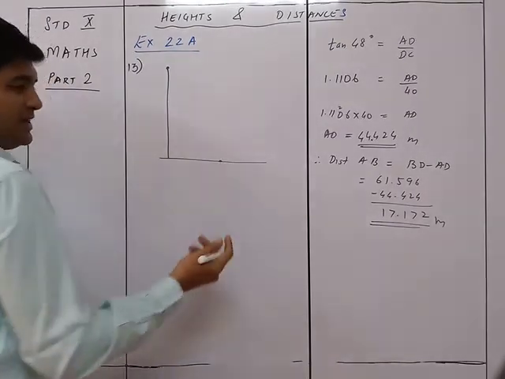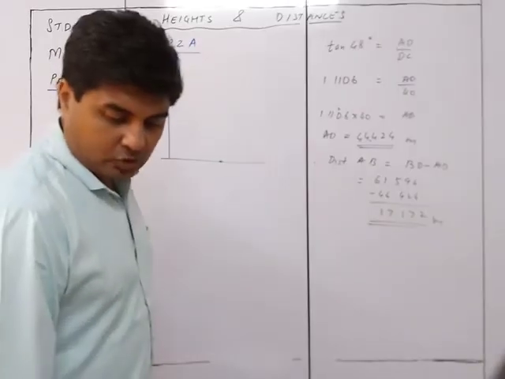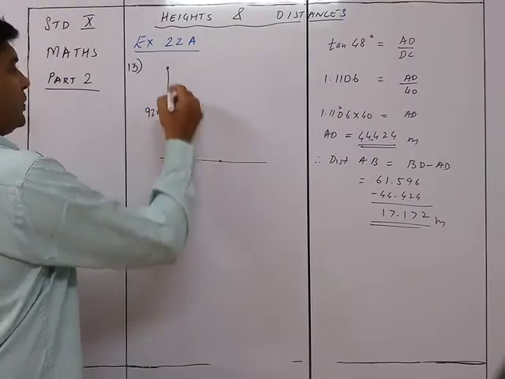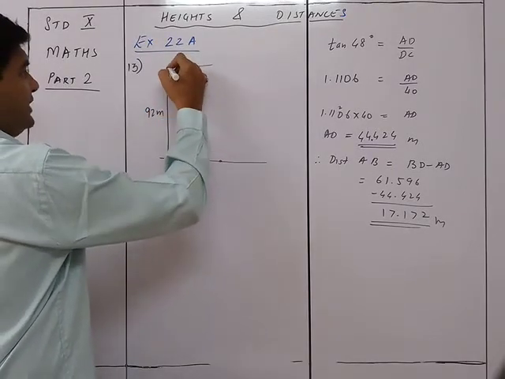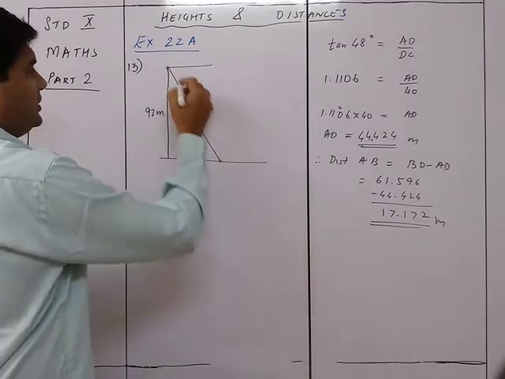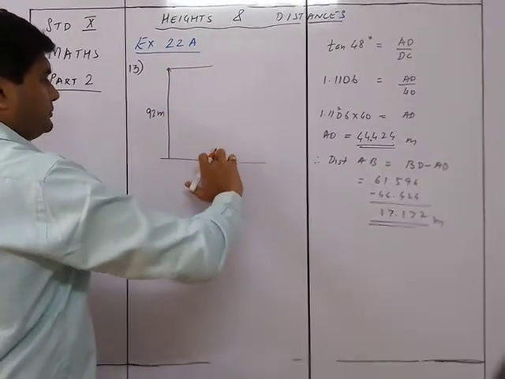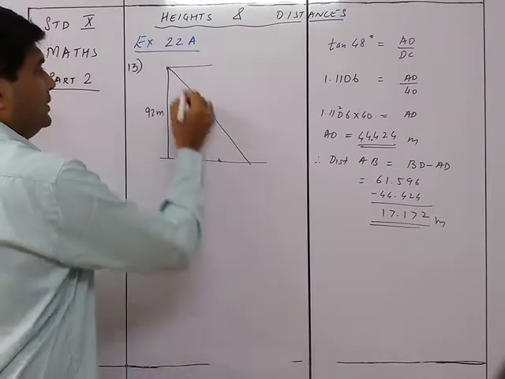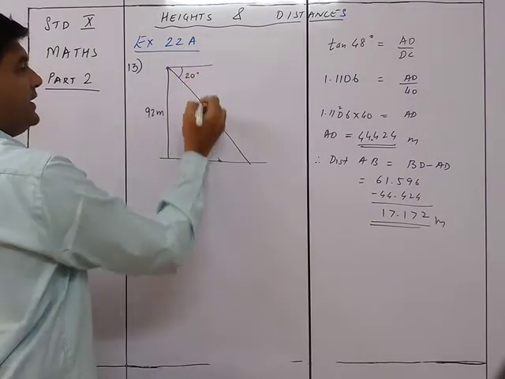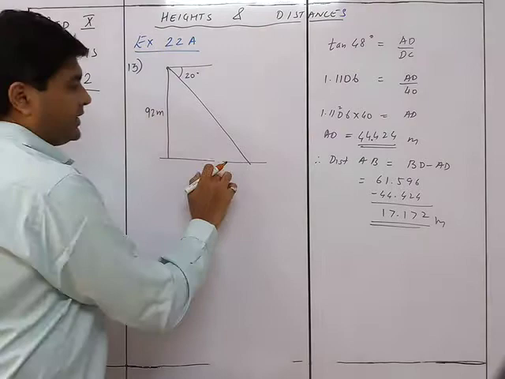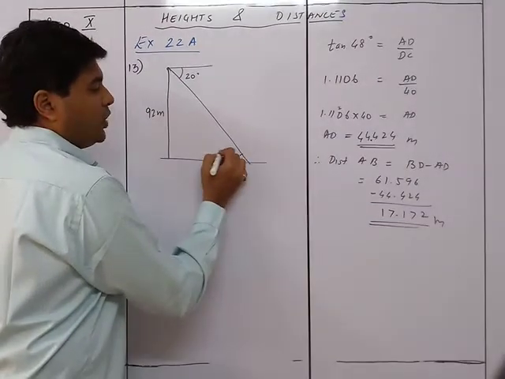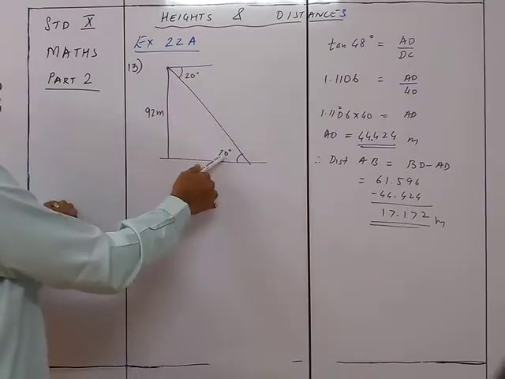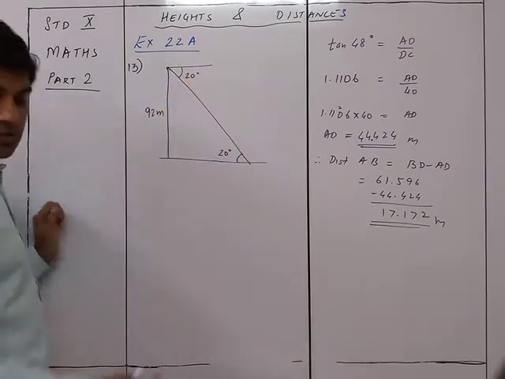Now the boy is just a floating body. So he is looking from the cliff which is 92 meters high, at an angle of depression of 20 degrees. So this angle over here is 20 degrees. Accordingly you can see that this will also be 20 degrees. So angle of depression is 20, and by parallel lines this will be 20 degrees.